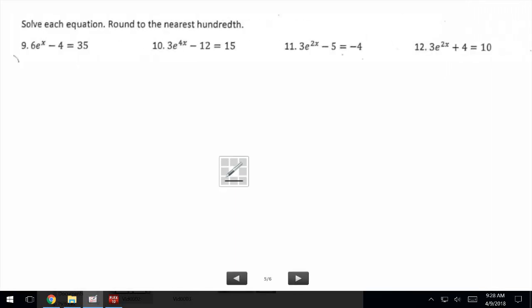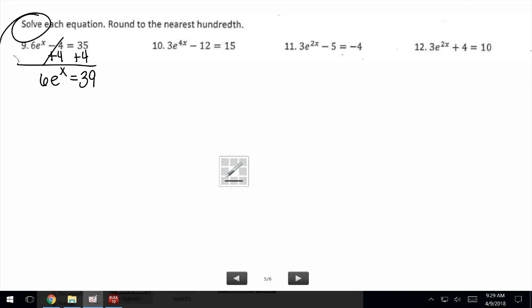The next one does not say rewrite. What does the direction say here? Solve. All right, what do you see that you could move first? Which is not on your phone. Get off your phone. 4. How do you move the 4? The opposite is to add. Very good. And the opposites cancel out, which is negative 4 and positive 4. What is 35 plus 4? 39.